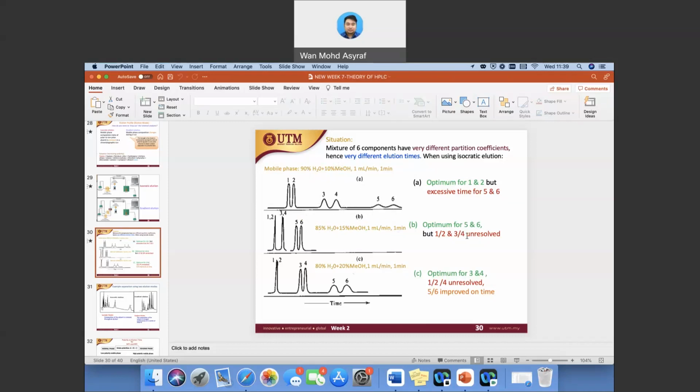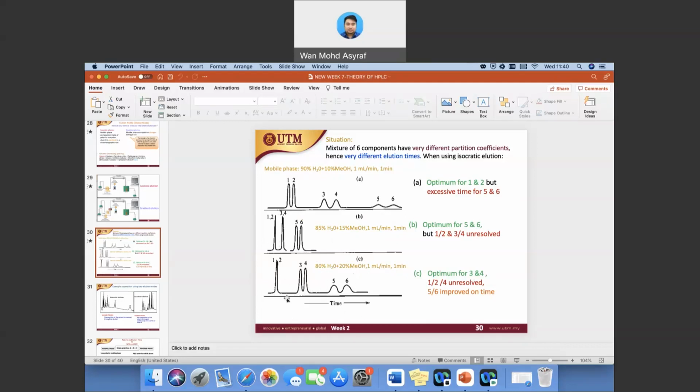All right. But when you do this, you will see that it is optimum for 5 and 6 only, but 1 and 2 and 3 and 4 is not resolved at all. Okay. But when you do 3 and 4, when you further decrease the water and increase the methanol, you will see that 1 and 2 is unresolved, 3 and 4 is good, 5 and 6 is improved in terms of time. Okay, so what do you need to do to enhance this?